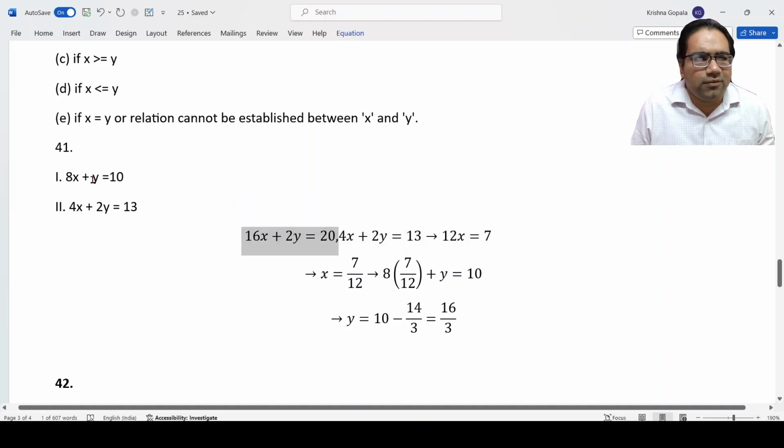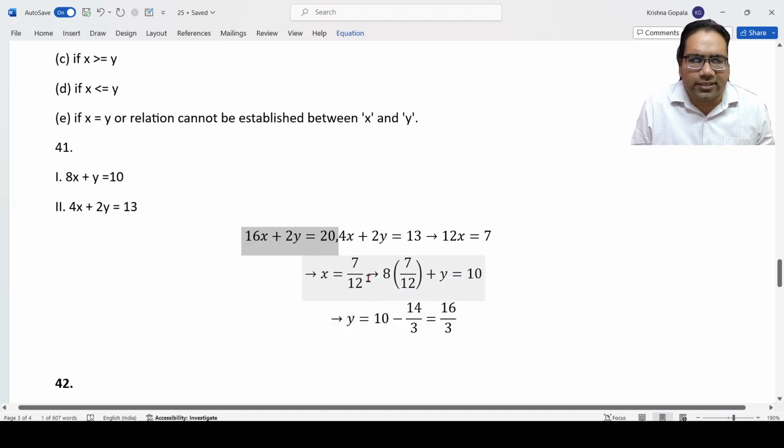This is the first equation into 2 times: 16x plus 2y equal to 20. The second equation, let's take as it is: 4x plus 2y equal to 13. Let's subtract the second equation from the first equation. So 16x minus 4x is 12x. This 2y and this 2y get cancelled. And then 20 minus 13 is equal to 7. That means 12x is equal to 7, x equal to 7 by 12.